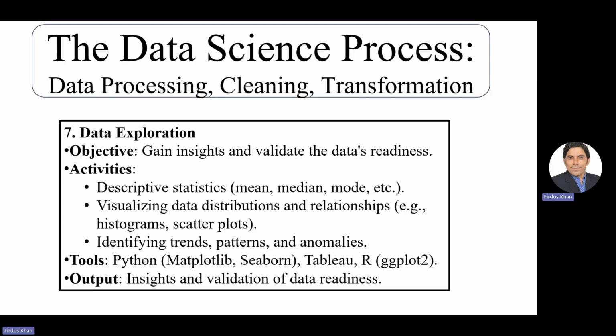Visualizing data distribution and relationships. So we can use a histogram, a density plot, and a scatter plot to see the distribution of the data and the relationship of the variables. Identifying trends, patterns, and anomalies. In this way, we can find trends, patterns, and anomalies. That's also helpful when you are doing the data science process.